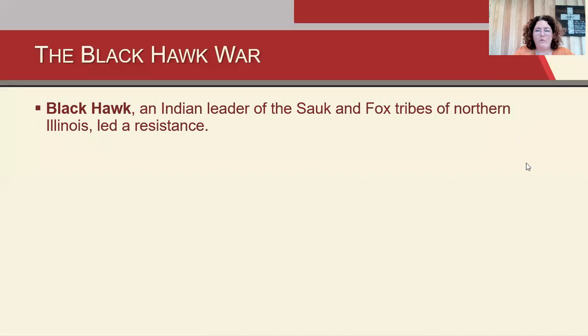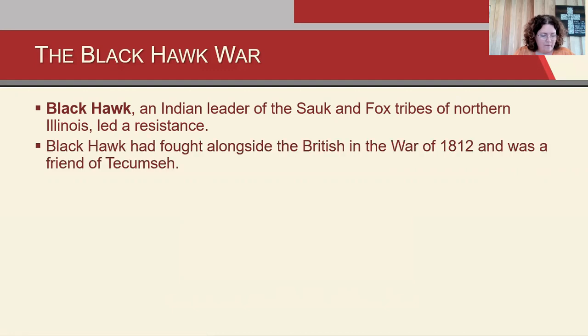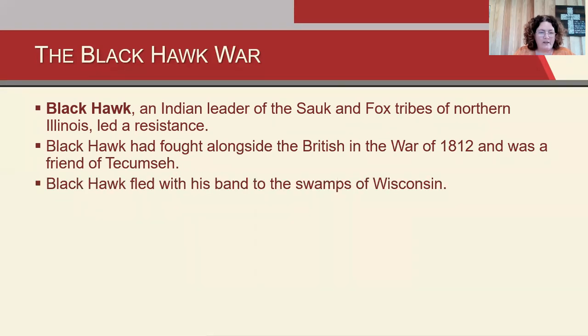All right, the Black Hawk War. Although the Indians were unsuccessful in resisting the advance of white settlers, they tried. Black Hawk, an Indian leader of the Sauk and Fox tribes of northern Illinois, led a resistance. Black Hawk had fought alongside the British in the War of 1812 and was a friend of Tecumseh. But after the U.S. forced the Indians from their lands and moved them to the Iowa Territory, Black Hawk and his followers found themselves facing starvation.